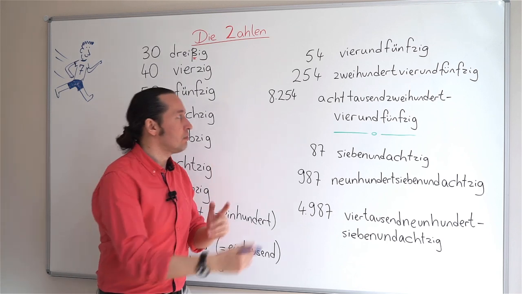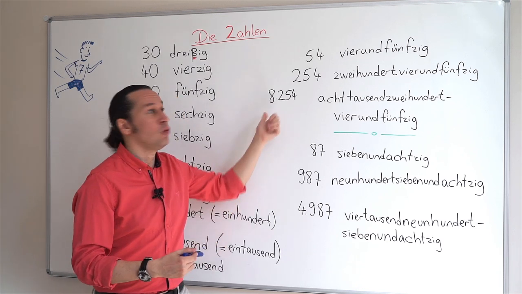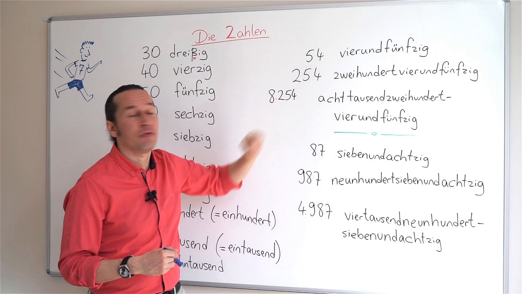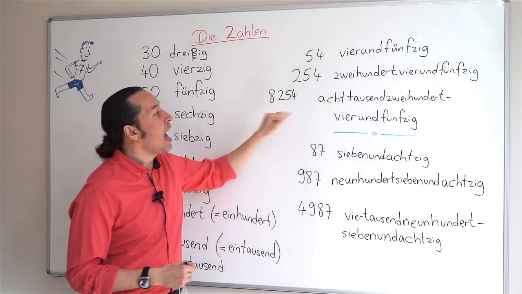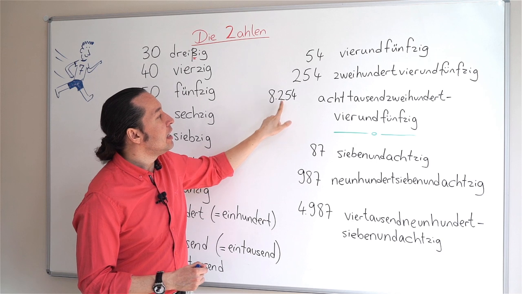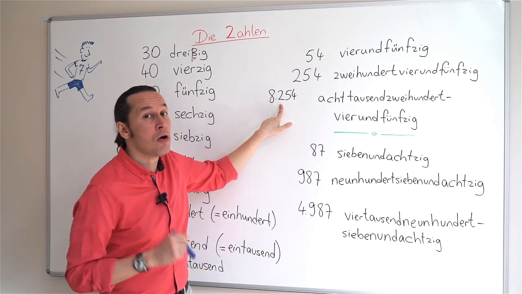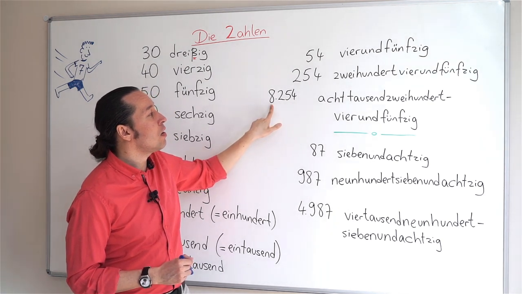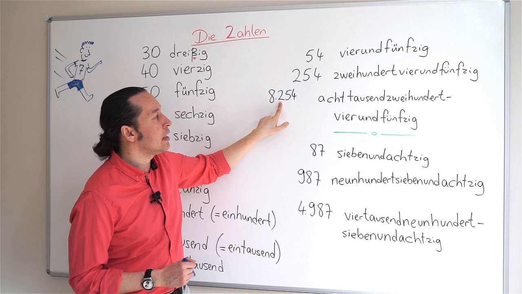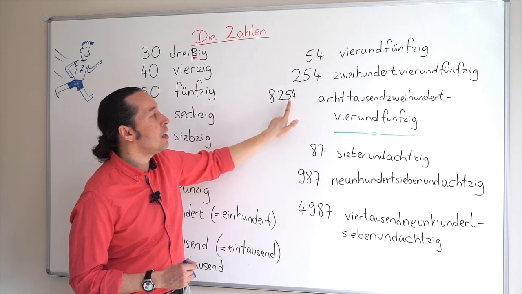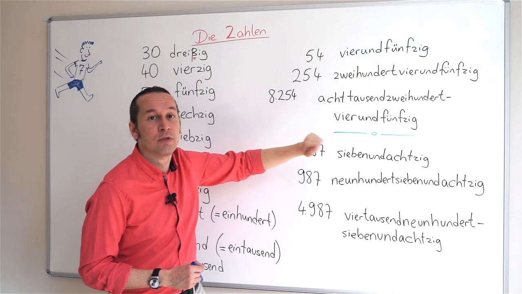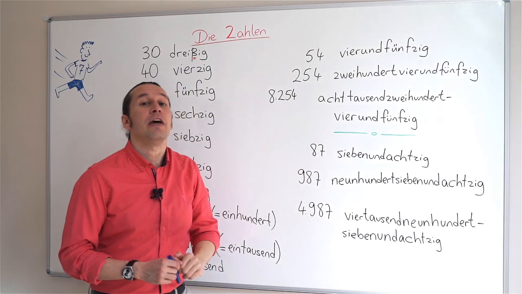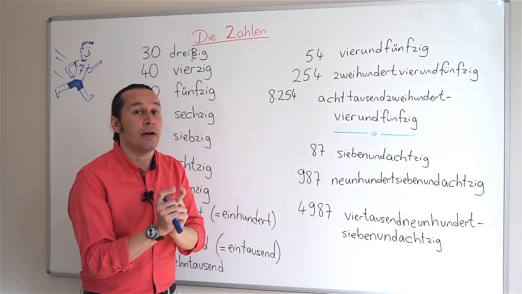What if I go farther to thousands? That would be then 8,254. What would I say? 8,200. Now, be careful, 54. Here you have to watch out. And written, that would be 8,254, which is written close together, right?